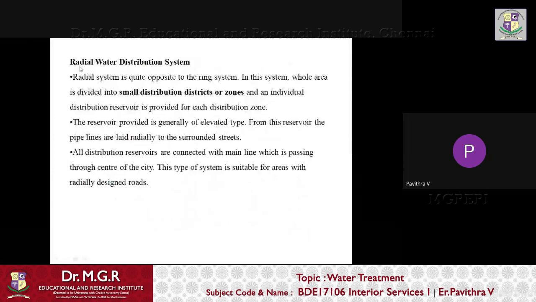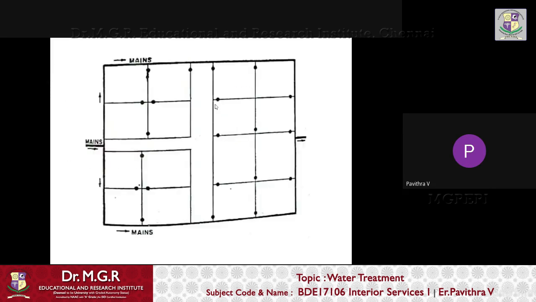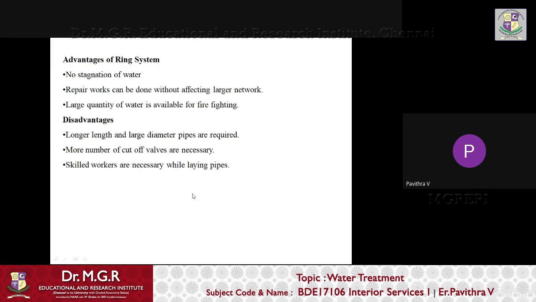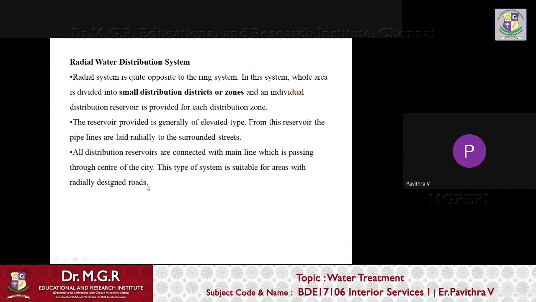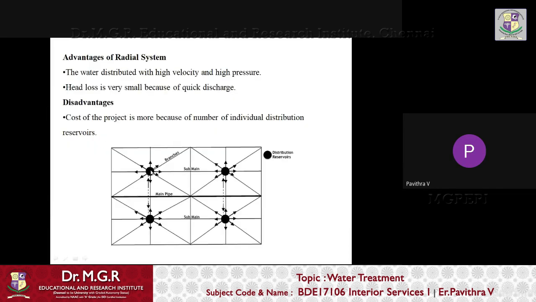Then coming to the radial water distribution system, this type of system is quite opposite to the ring system. In the ring system the supply of water is in a circular way, but in the radial system all the water supply goes from the distribution reservoir to the branches. The main line supplies the water to the submain, to the distribution reservoir, to the branches. The flow of water will be in this scheme.